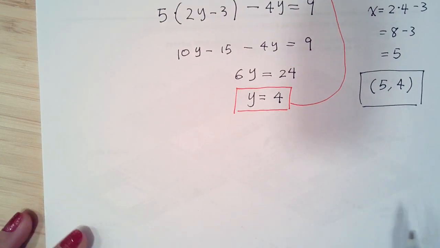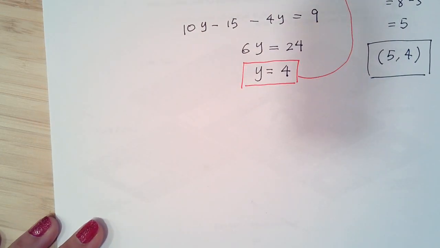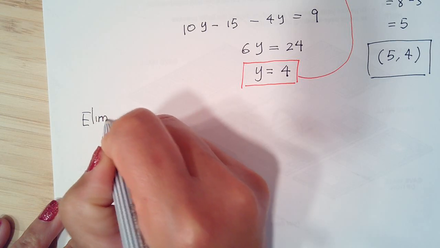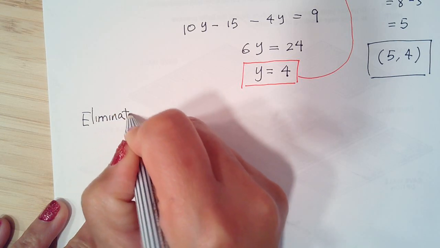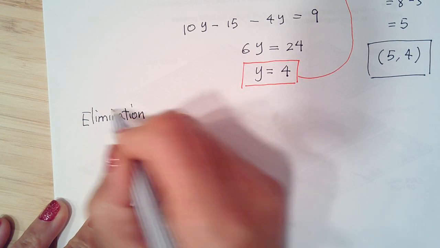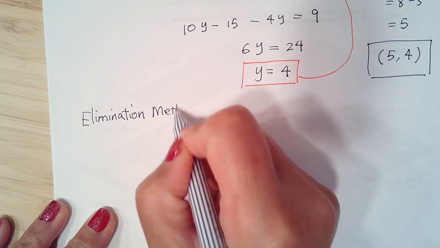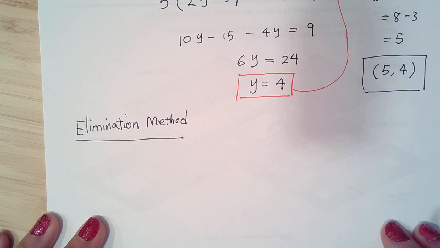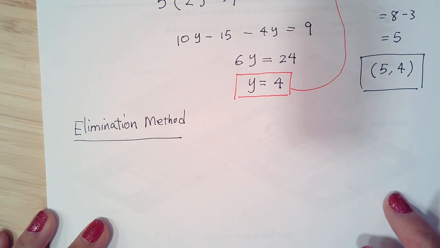The second method is called the elimination method. What is the elimination method? That means I'm going to eliminate something. Basically, I'm going to eliminate one variable. How should I do that?